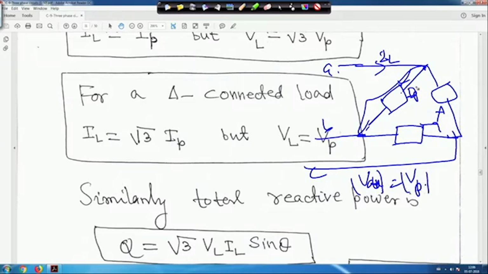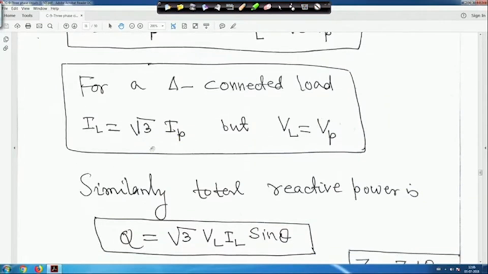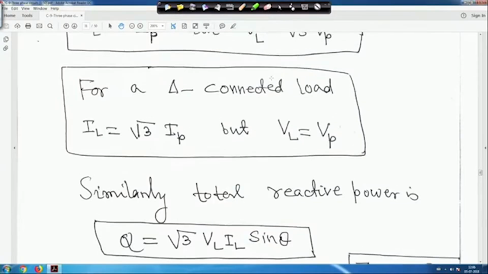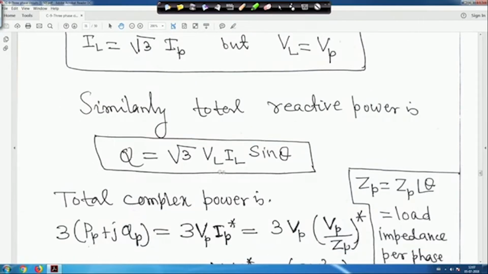But here the phase current is here, and this is line current. So line current will be equal to root 3 times phase current. This we have seen earlier also. So similarly for delta connected load also, IL should be root 3 Ip and VL should be equal to Vp, line voltage is equal to phase voltage. This you have to keep in your mind from the numerical point of view, right. Similarly, total reactive power Q is equal to root 3 VL IL sin theta.